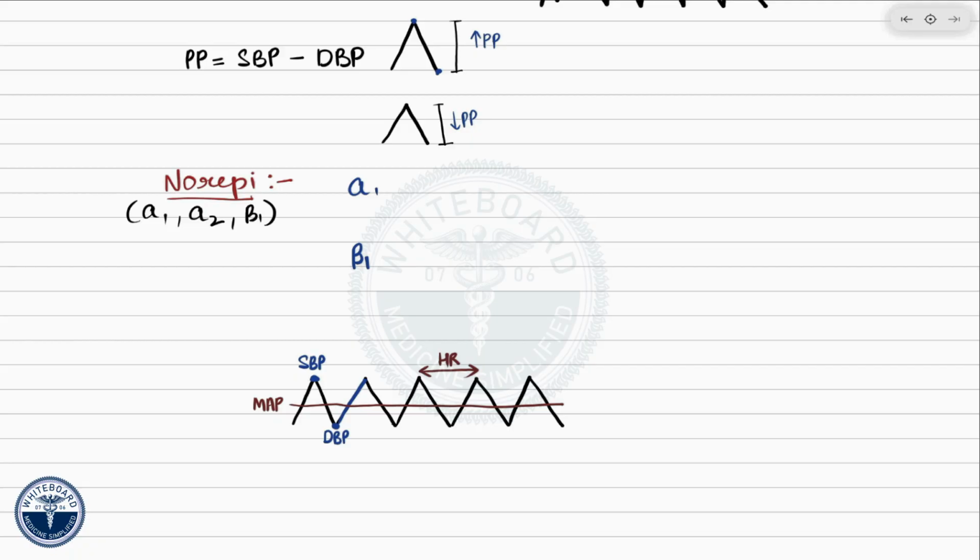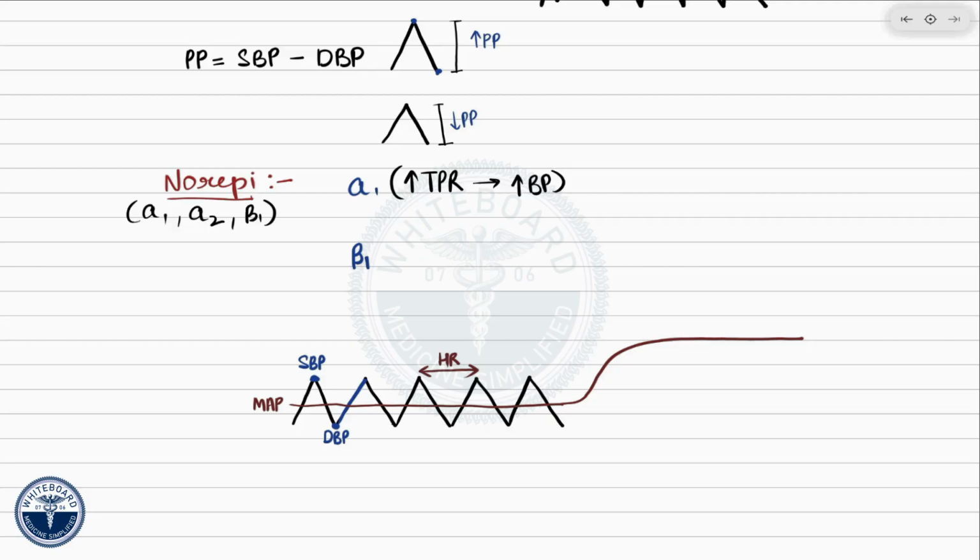Let's start with the alpha-1 receptors. When norepinephrine stimulates alpha-1 receptors on blood vessels, vasoconstriction occurs. As the arterioles constrict, total peripheral resistance increases, and whenever total peripheral resistance increases, blood pressure rises. Therefore, we can predict that the entire tracing should move upward because the mean arterial pressure is increasing.